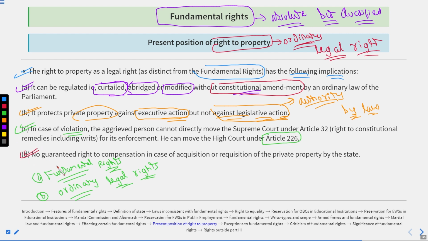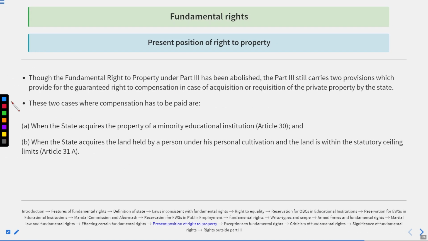Thereafter, no guaranteed right to compensation in case of acquisition or requisition of the private property by the state is required. Okay. So, the fundamental right to property under Part 3 has been abolished. Part 3 still carries two provisions which provide for the guaranteed right to compensation in case of acquisition or requisition of the private property by the state.